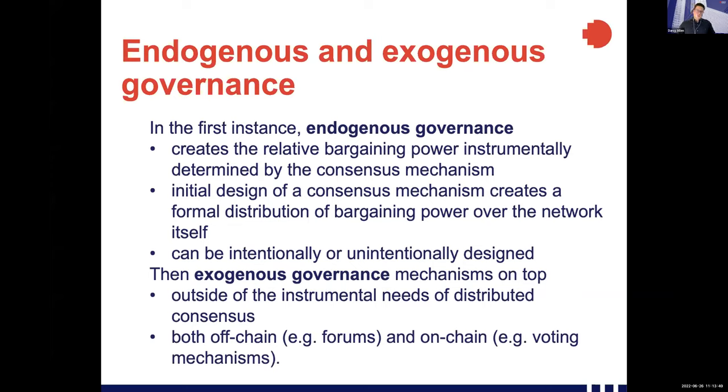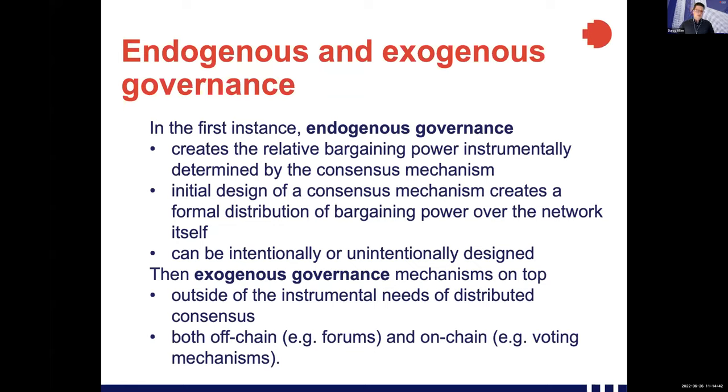In this paper, we argue that there's a few different ways that those contracts are currently negotiated. Now, this is just one way to look at blockchain governance. Other ways you might have heard of are, of course, on-chain versus off-chain governance. We distinguish between endogenous governance, which is the governance that is instrumentally determined by the consensus mechanism. And this creates a really formal distribution of bargaining power over the network itself. These are the rules at the very heart of a blockchain. They're the rules that determine who can add an additional block, who can decide to upgrade software, and so on. They're formal rules at the very beginning of a blockchain network that can either be intentionally or unintentionally designed.